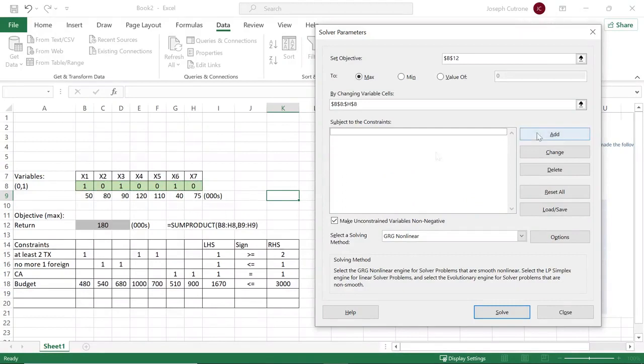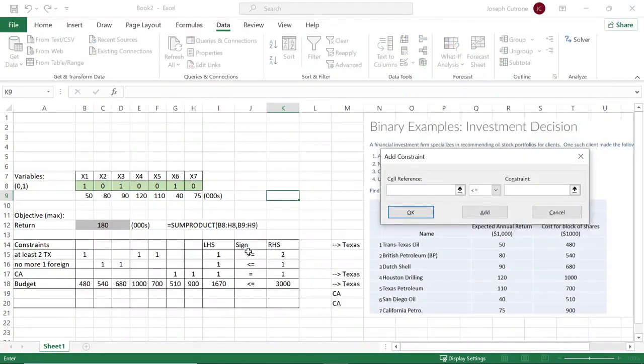My variable cells are the 7 variable cells for me in row 8, subject to the following constraints. I want to add a couple constraints here. Now, nothing is batchable. I can't do it, so I just have to be careful here. Let's do the first one, the Texas constraint. So the first one is greater than or equal to 2. Let's add another one. This is my no more than 1 foreign.